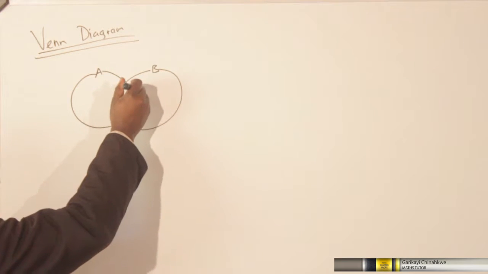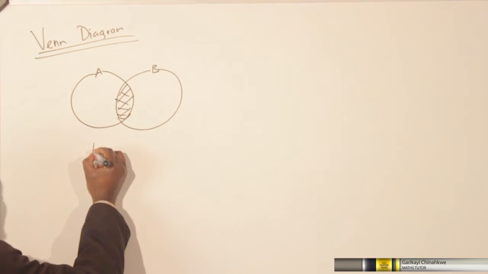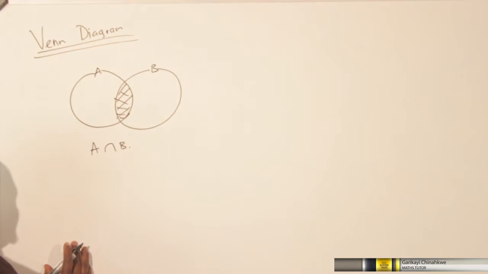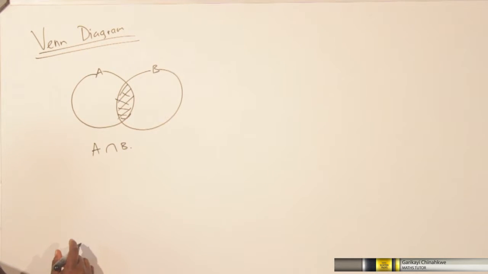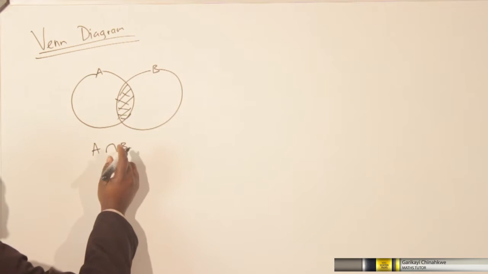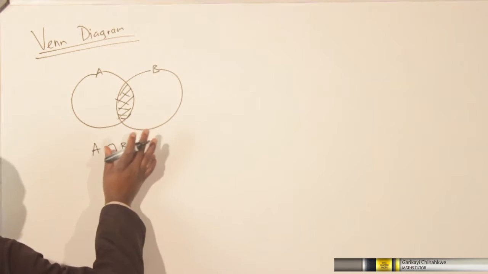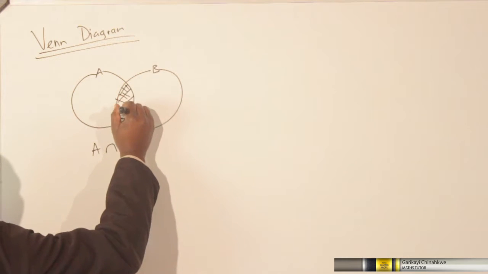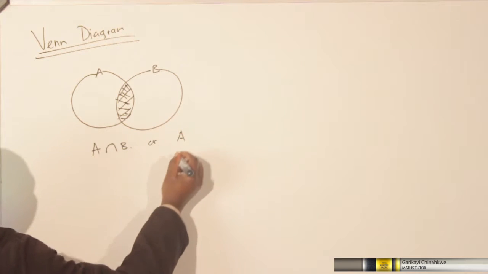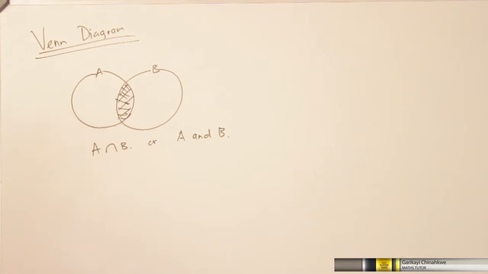Where I am shading here, we call it A intersection B. This is A intersection B, or sometimes we say A and B. This section is A and B.